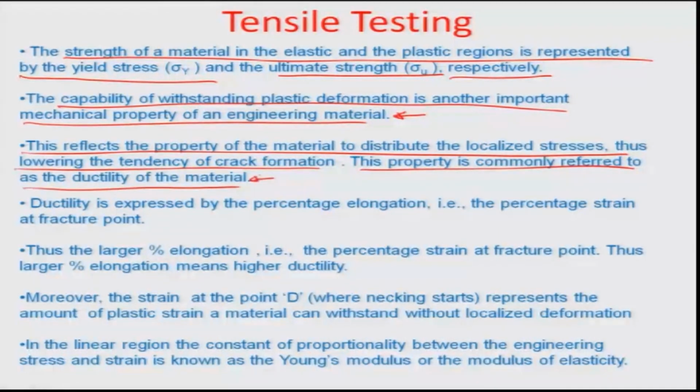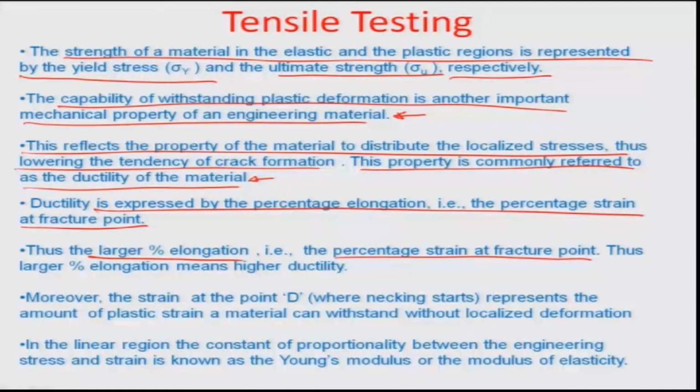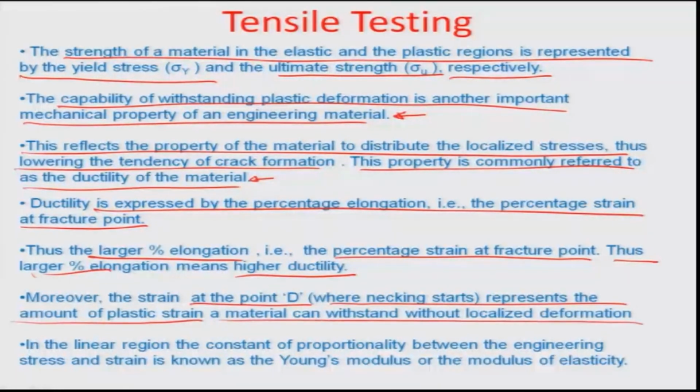This property is commonly referred to as ductility of the material, and ductility is expressed by percentage elongation, that is the percentage strain at the fracture point. Thus, the larger the percentage elongation, that is percentage strain at fracture point, the higher the ductility. So, inability of the material to distribute all the localized stresses more uniformly. Moreover, the strain at the point D, where necking starts, represents the amount of plastic strain a material can withstand without such localized deformation, beyond which there would be a localized deformation and fracture.